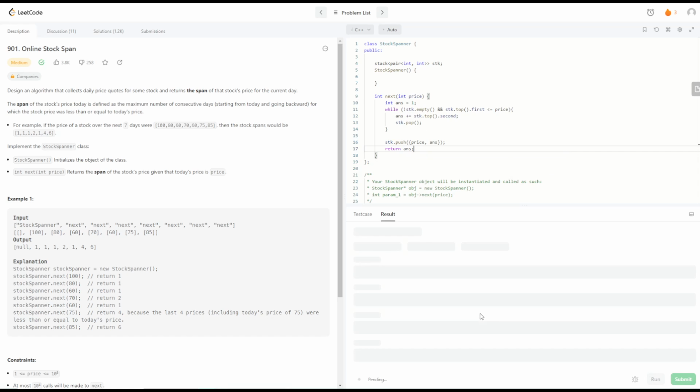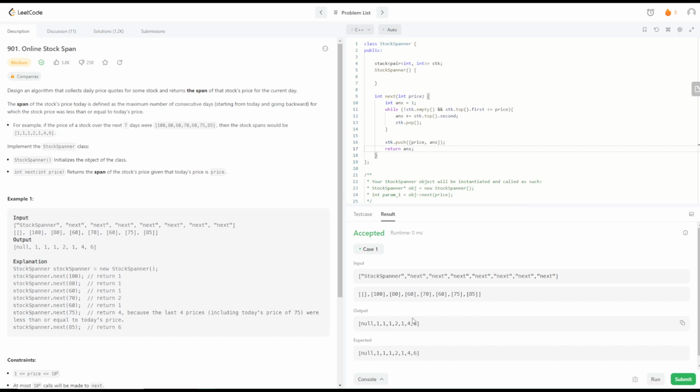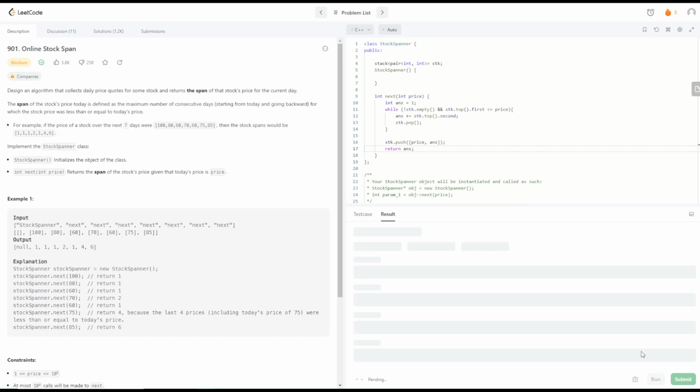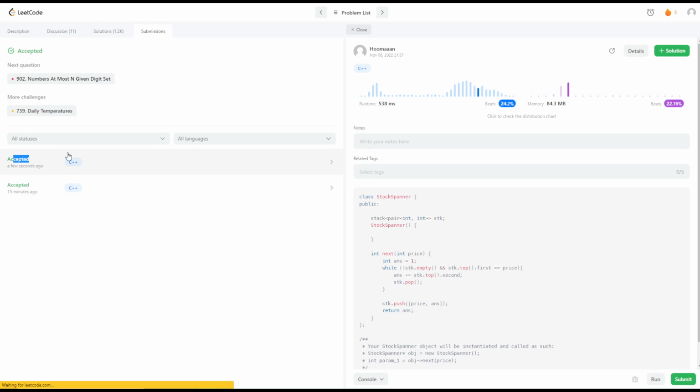Let's run it together to see how it works. Yes, for the first element, accepted. Let's run it and see how it goes. Okay, accepted. Perfect.